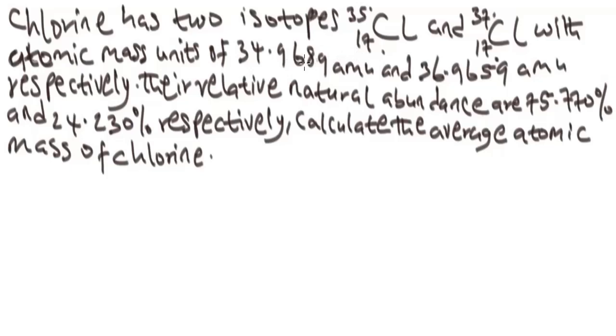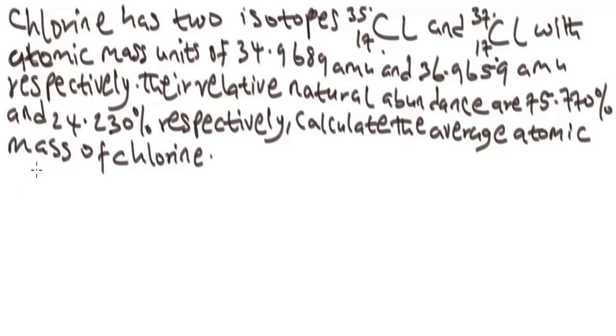So the question says chlorine has 2 isotopes. These are the isotopes with atomic mass units of 34.9689 amu and 36.9659 amu respectively. The respective natural abundances are 75.770% and 24.230% respectively. Calculate the average atomic mass of chlorine. Okay guys, very simple. Now to solve this problem, this is the formula to apply.